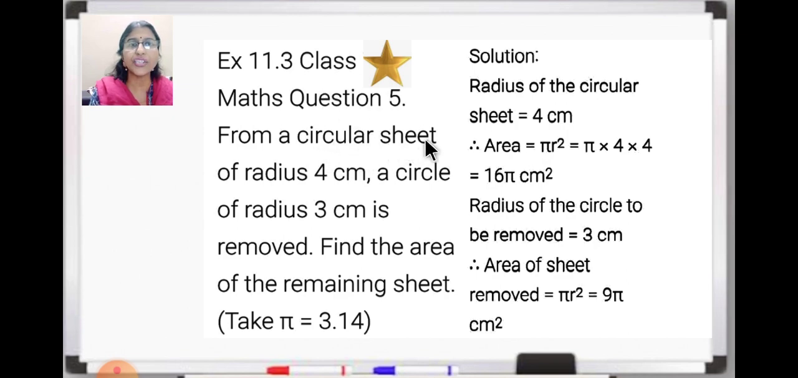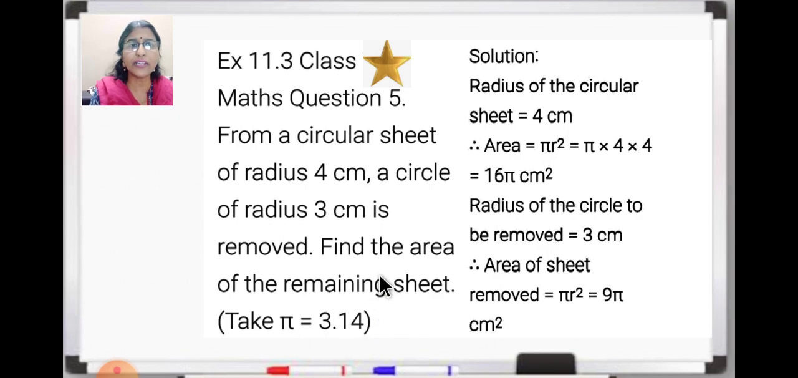From a circular sheet of radius 4 cm, a circle of radius 3 cm is removed. Find the area of the remaining sheet. And here you have to take the value of pi as 3.14.